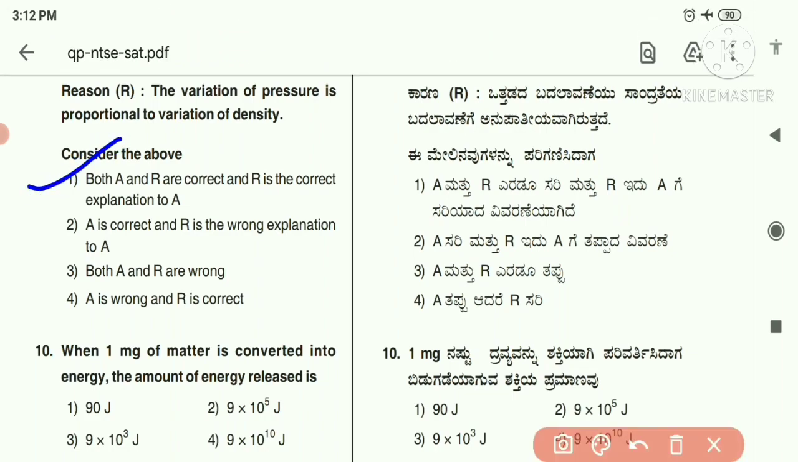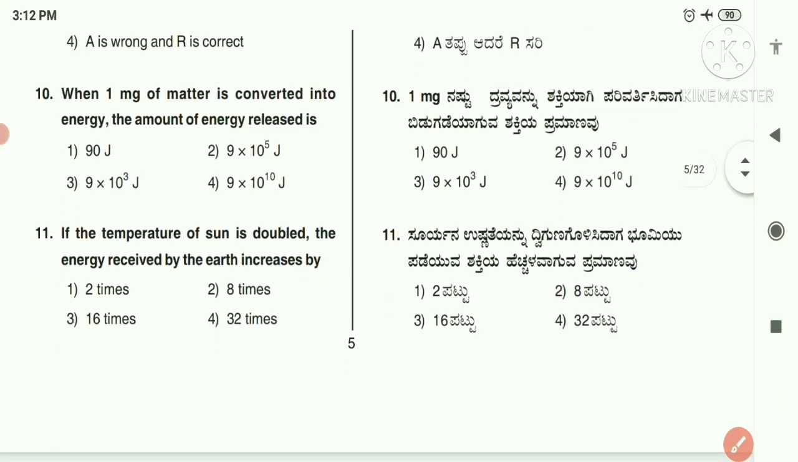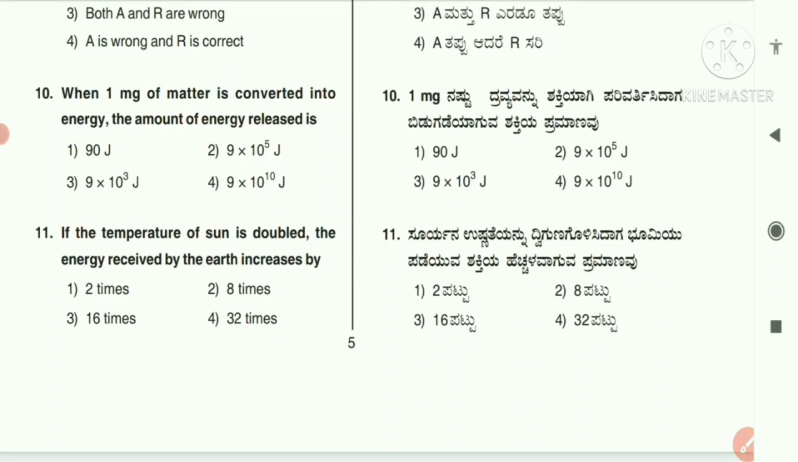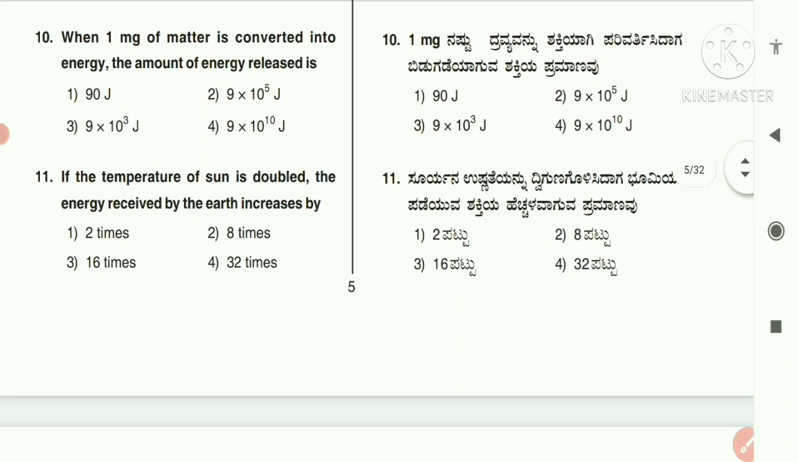Okay, now next, the 10th question. Here it is. When 1 milligram of matter is converted into energy, the amount of energy released is: 9 joule. Second one, 9 into 10 raised to 5 joule. Option 3, 9 into 10 raised to 3 joule. Fourth one, 9 into 10 raised to 10 joule.